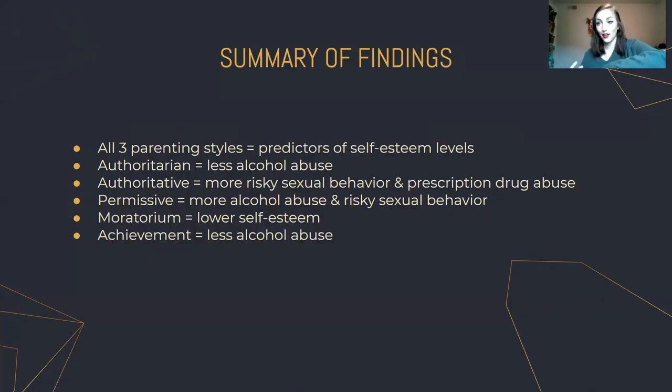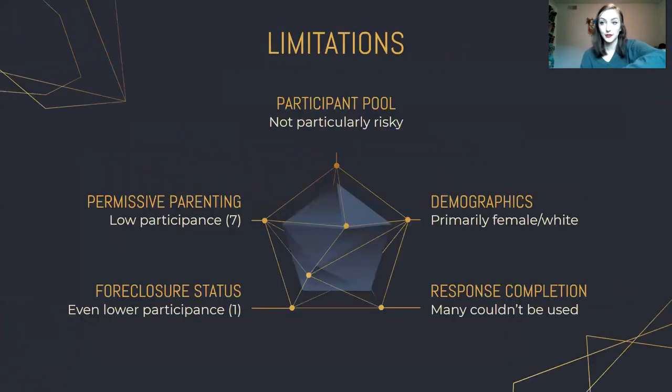We didn't really find that quite as greatly as we wanted to. The only two significant results we gleaned from our regression analysis were that moratorium was linked to lower self-esteem and that achievement was linked to less alcohol abuse. So achievement statuses are protective, right? They protect people from engaging in risky alcoholic behaviors because they've already found out who they are and they're comfortable with their identity. And moratorium, that seeking, right, led to lower self-esteem because they hadn't established a firm identity.